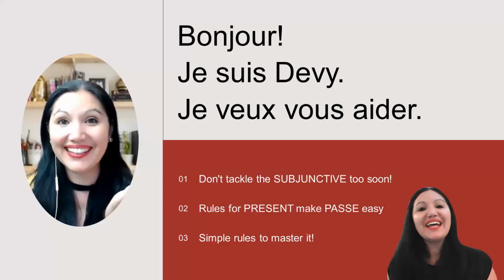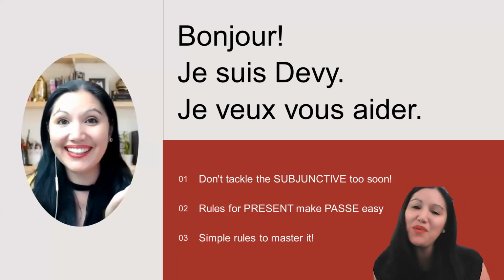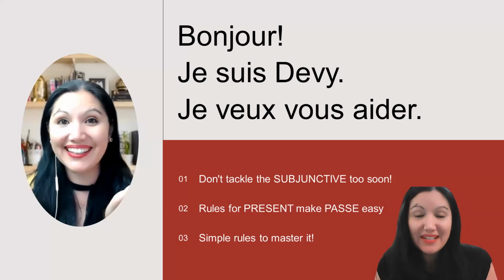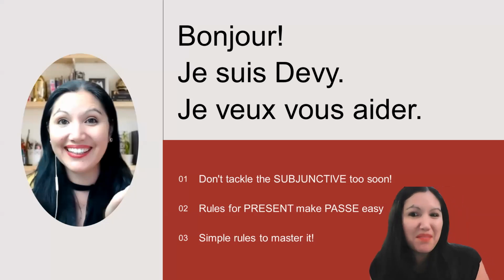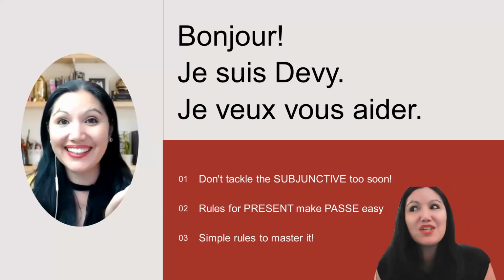Bravo. Alors, if you don't know me, bonjour, je suis Tevi et je veux vous aider. And I want to help you. A lot of people really struggle when it comes to subjonctif. They call it their ennemi juré. Mon ennemi juré means my sworn enemy, my arch enemy.